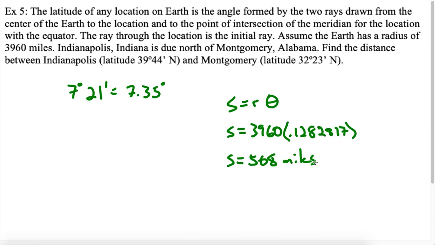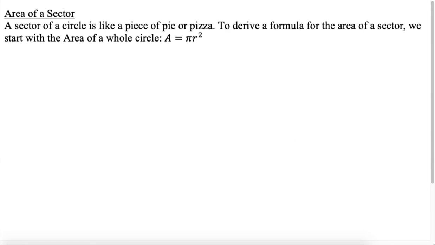Okay, again, this just ended up being an arc length problem, but we had to do a few conversions along the way. All right. Our final idea is the area of a sector. Okay, so a sector of a circle is just like a piece of pie or pizza. To get our formula for the area of a piece of a circle, we want to do the same thing that we did to find the arc length formula. I just want to multiply the whole area by the fraction that I want.